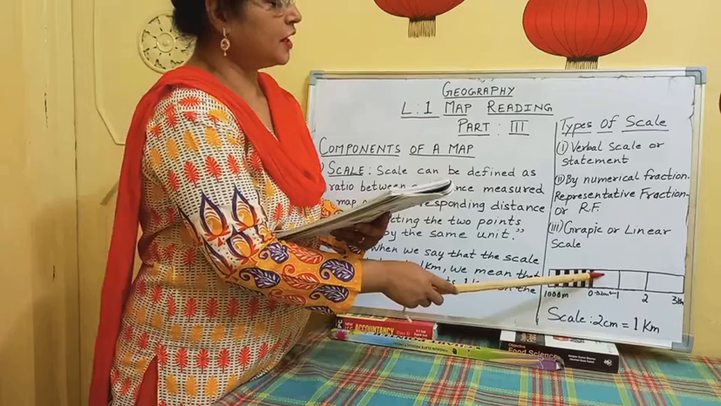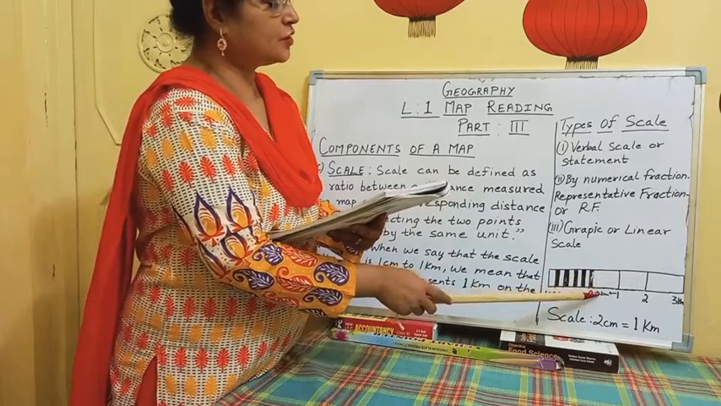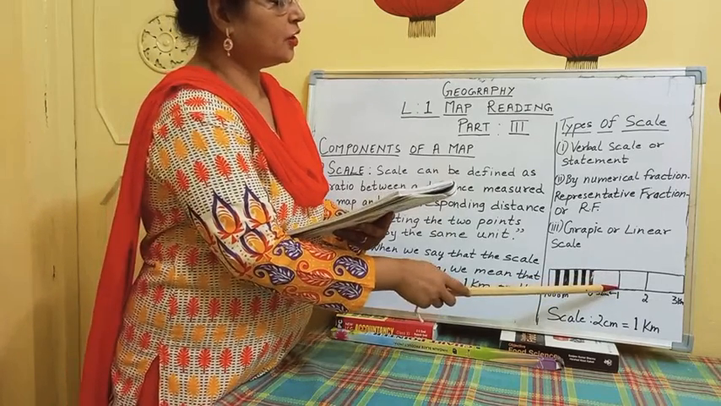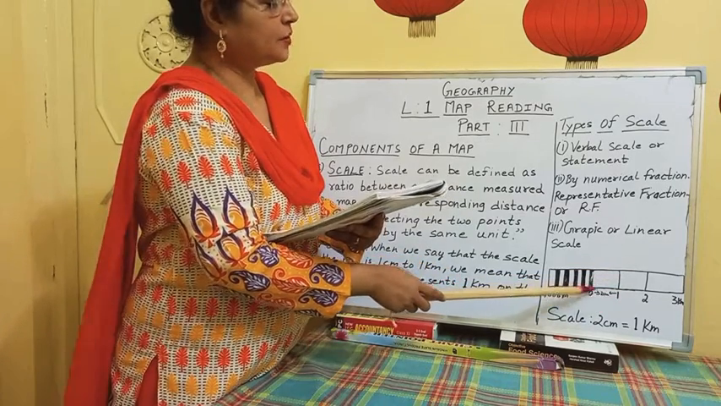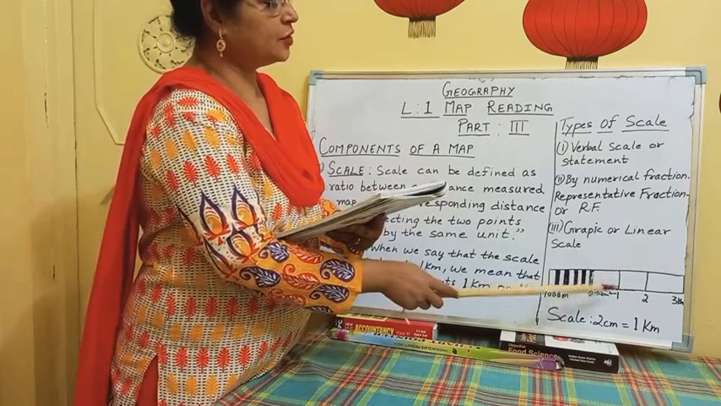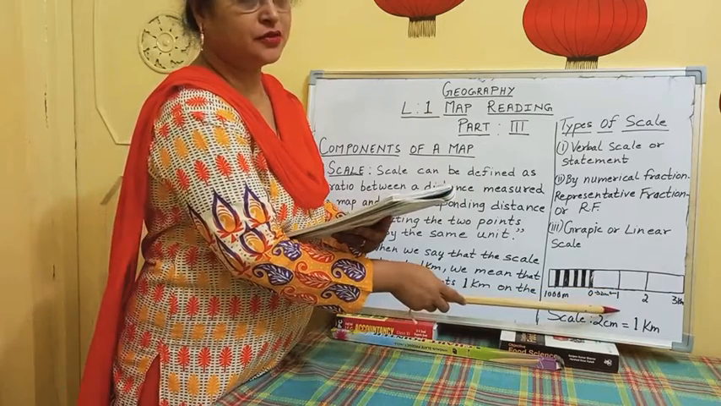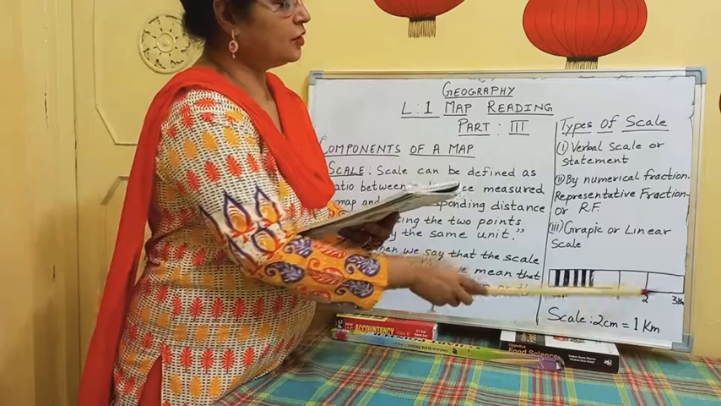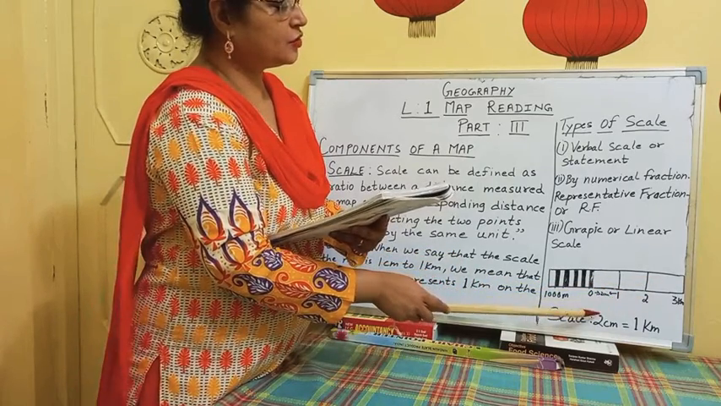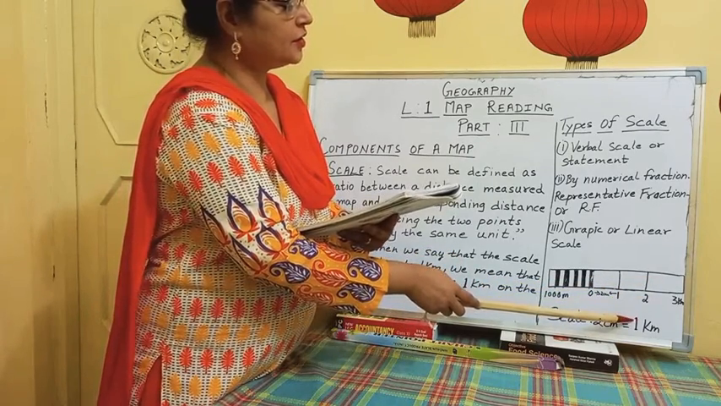But on the actual ground distance, that 2 centimeter on the ground is representing 1 kilometer. On the map it is showing 2 centimeter, but on the ground that 2 centimeter is equivalent to 1 kilometer. It means on the ground, this 2 centimeter is 1 kilometer.